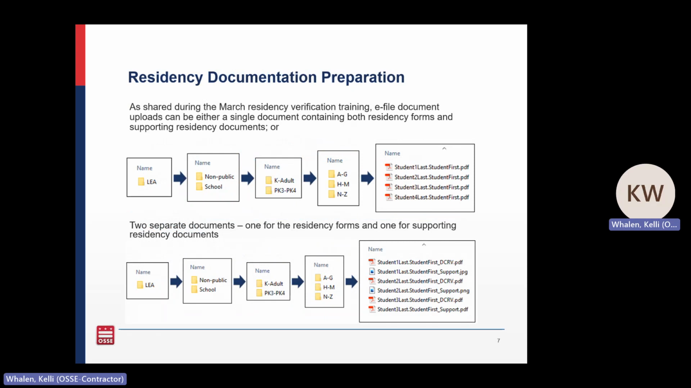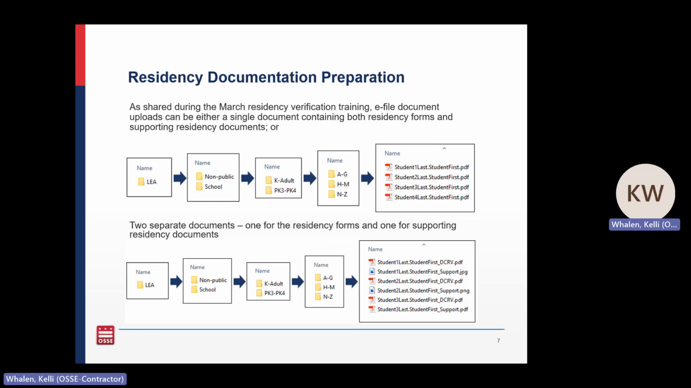So in order to prepare your documents for the audit, you will need to set up folders in your e-file. Your e-file is a Box folder that you'll be granted access to by EACC. When you open the folder, you'll see a folder for your LEA. Inside the LEA folder, you'll see a non-public and a school folder. Inside each of those, you'll see a K2 adult and a pre-K3, pre-K4 folder if you serve early childhood populations. In your folders, you should then be creating 3 sections of the alphabet, a folder for each section. We've got A through G, H through M, and N through Z.